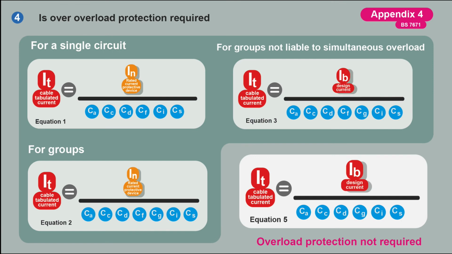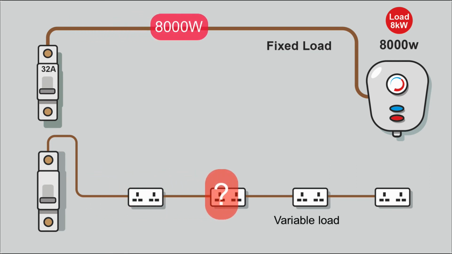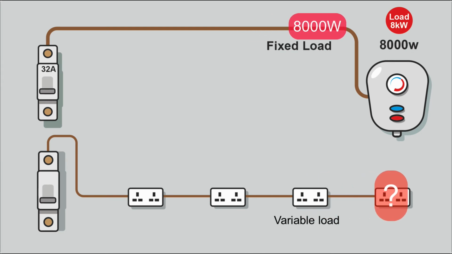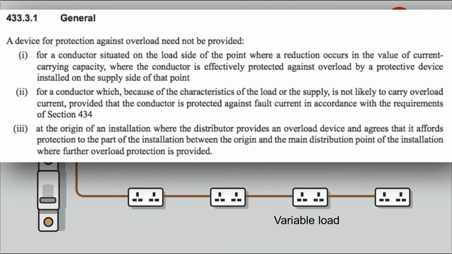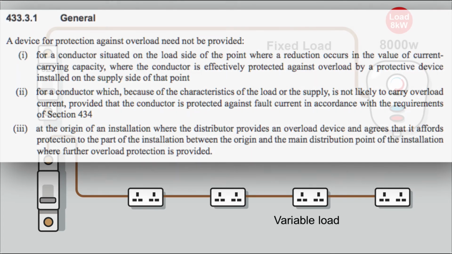I mentioned earlier there's an equation where overload protection is not required. That might sound a bit odd. It refers to a circuit with a fixed load, such as a shower. Now that shower can only pull its kilowatt rating, so if it's 8,000 watts, the amount of current that the shower will pull is fixed. It could pull less, but it can't pull more. So the coordination between the protective device and the cable can be different. So the protective device doesn't have to offer overload protection. We still have to provide short circuit protection though.